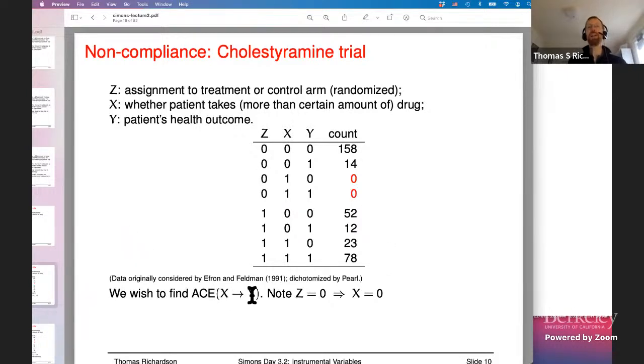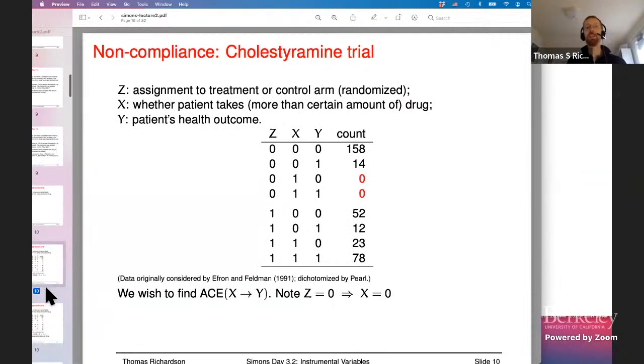Okay, so the key thing here is we did the experiment, we randomly assigned people to be in the treatment group versus the control group, but not everybody did what they were asked to do, but we have a measurement of whether or not they did what they were asked to do. And what we would like to do is to recover what we would have seen had we done an experiment with perfect compliance. So had we been somehow able to make sure that everyone in the treatment arm was taking the drug.